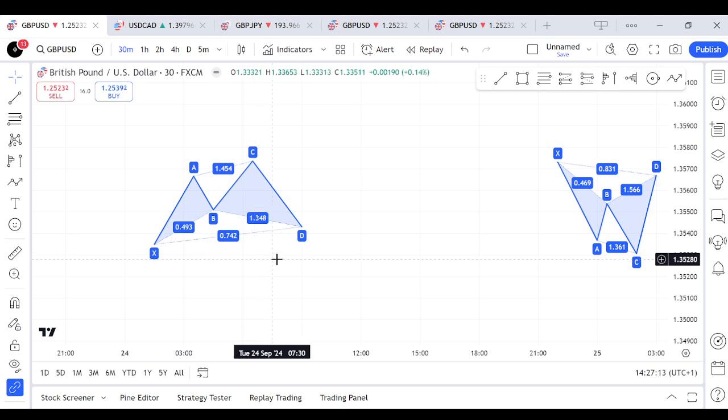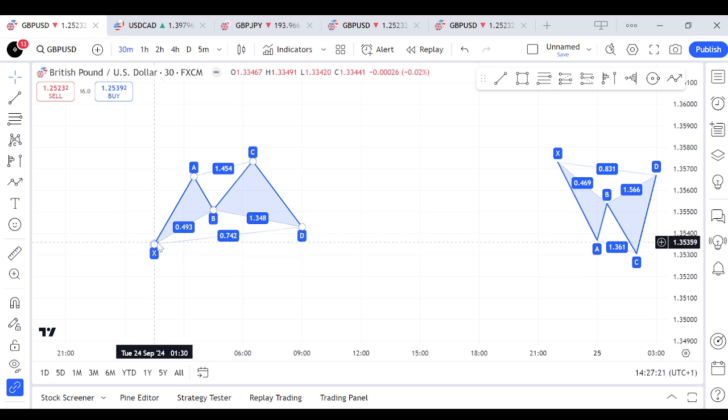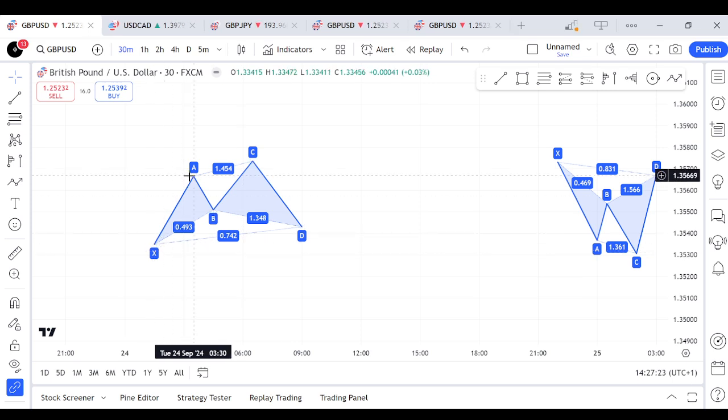So at its core, the Cypher pattern represents a natural market rhythm where price moves through 5 specific points. The pattern begins at point X, moves to point A, retraces to point B, extends to point C, and finally completes at point D. So each leg of this movement adheres to precise Fibonacci measurements.